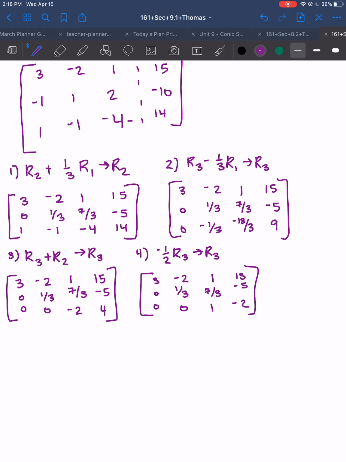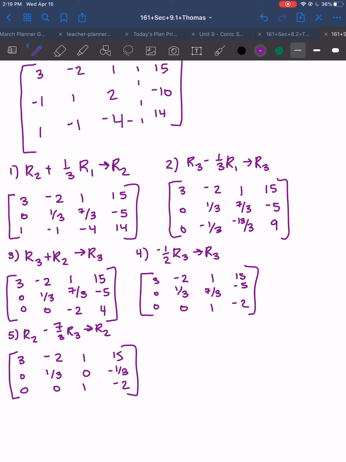Alright, so you could stop right there if you wanted and use back substitution. However, I'm going to continue just because that's what I'm doing. So this, I want that to be a 0. So I'm going to take R2 minus 7/3 times R3 and put that in R2. So I'll get 3, negative 2, 1, 15, 0, 1/3, 0, and then negative 1/3, and then 0, 0, 1, and negative 2.